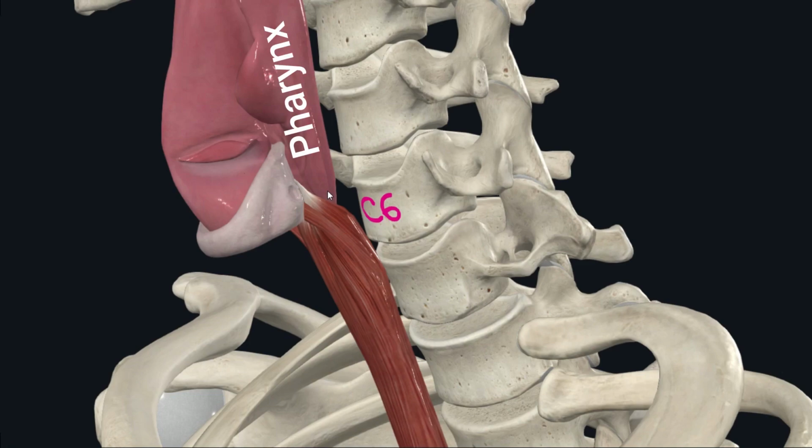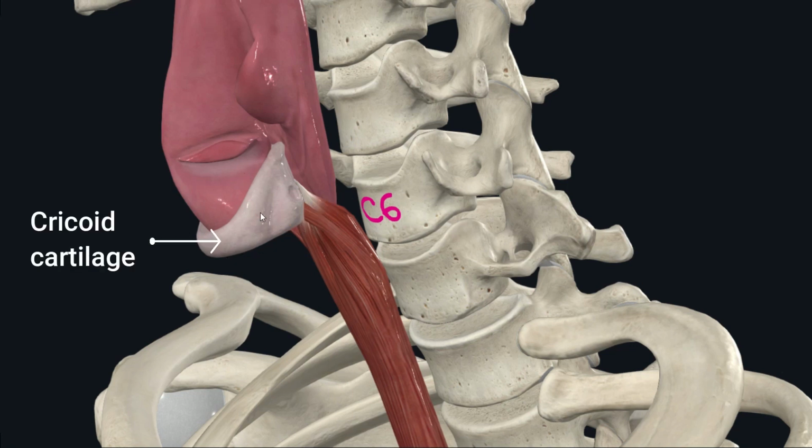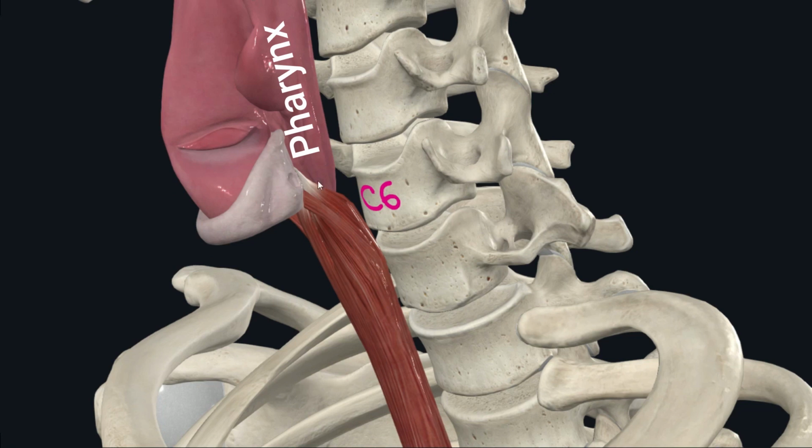It begins from the lower end of the pharynx that is situated at the level of the 6th cervical vertebra or at the lower border of the cricoid cartilage. So this is the 6th cervical vertebra and this is the cricoid cartilage. The pharynx ends here and the esophagus begins here.